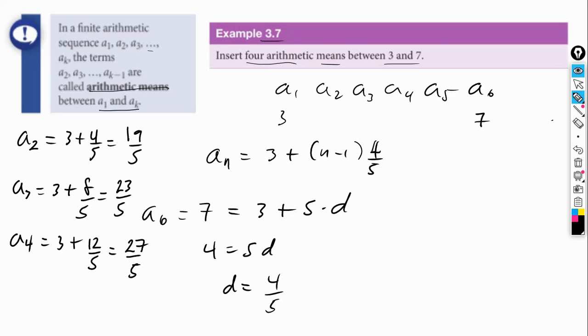And then finally, we need the fourth arithmetic mean here. It's going to be the fifth term. So that's going to be 3 plus 4 times 4/5. So that would be 16/5. And this is going to be 31/5. So there we are. Now we can insert those 4 arithmetic means.